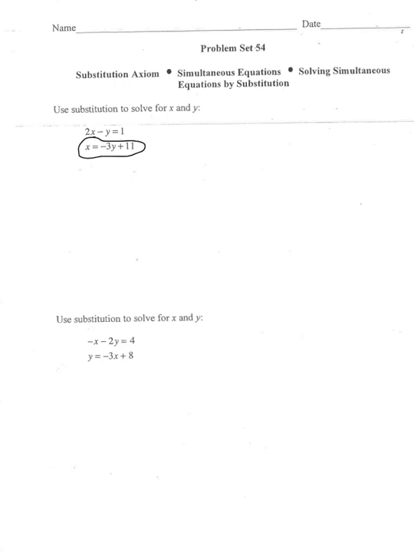So what we're going to do is take this value of x, which is saying that x equals negative 3y plus 11, and substitute that into the top equation. And so what that looks like is that we're going to take 2 times negative 3y plus 11, minus y equals 1. So you notice that all I've done is take this expression below that was set equal to x, and substitute it into the equation above. And now it's a matter of just solving for y with this equation. So I'm going to use the distributive property here.